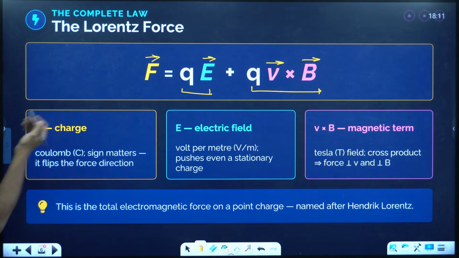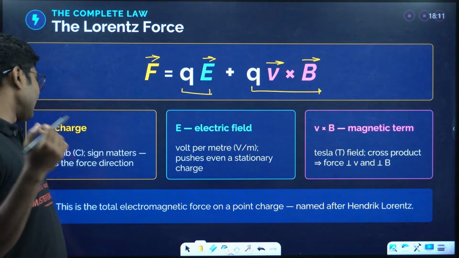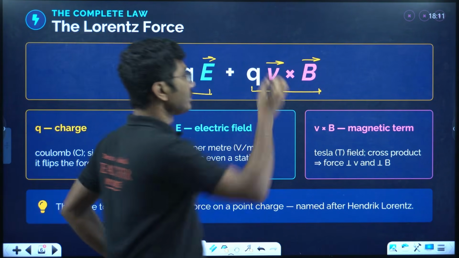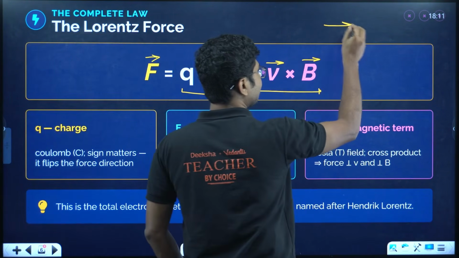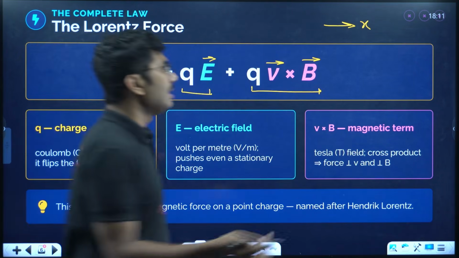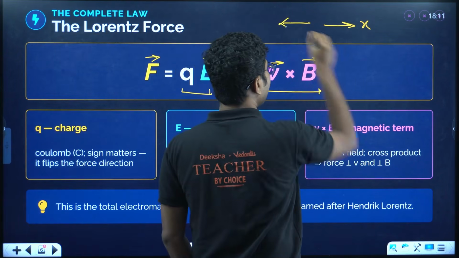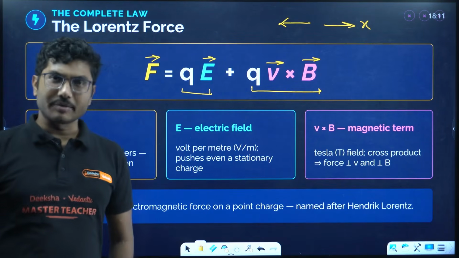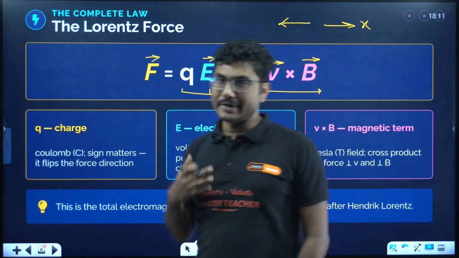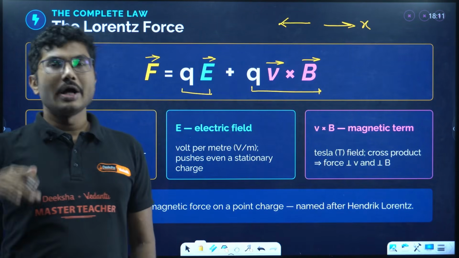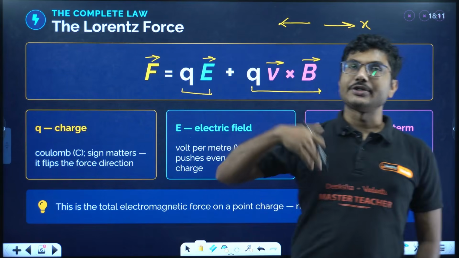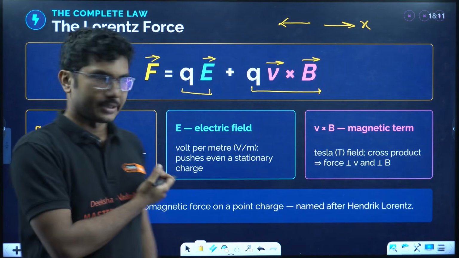Here Q is the charge in coulombs, and its sign matters, it flips the force direction. So if the charge is positive and the net force is, say, in the x direction, then if the charge is negative, the net force will be in the negative x direction. Whatever the sign of the charge, the direction can change based on that, but generally whatever direction we tell you is valid for a positive charge. If the charge is negative, then you just need to change the direction accordingly, right?